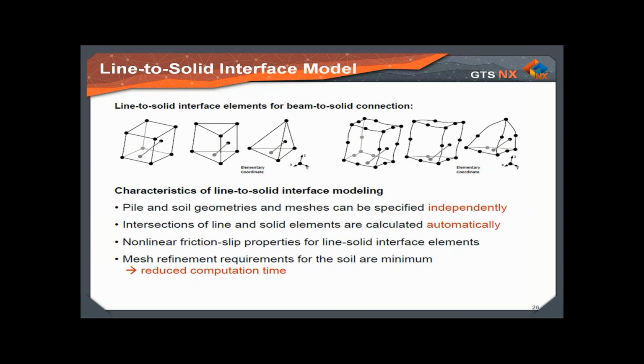Characteristics of the line-to-solid interface are that the pile and the soil geometries and meshes can be specified independently, so you don't need to worry about matching them and having nodal connectivity. The intersections with the solid elements are calculated automatically. You can assign nonlinear friction slip properties for the line-to-solid interface element, and I will explain that in a few slides next. Mesh refinement requirements for the soil are minimal, so we have reduced computation time. This is really well suited for pile-type analysis.